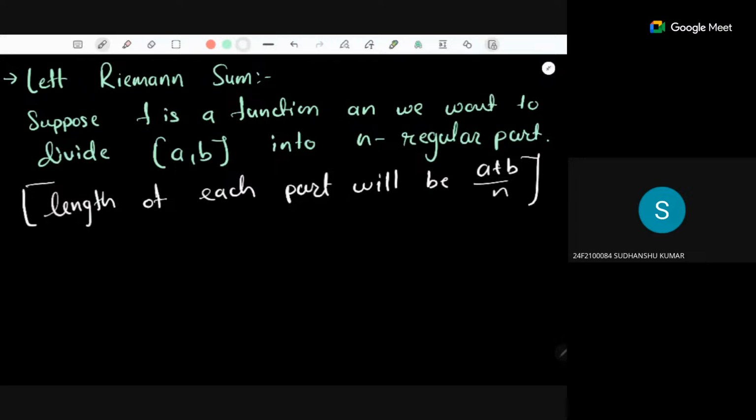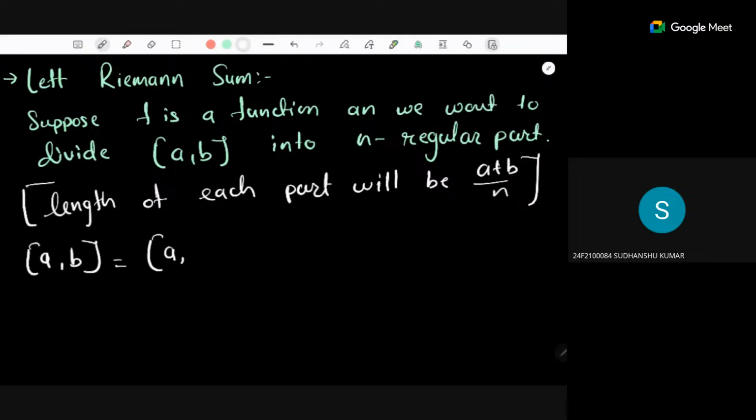So if you are dividing 0 to 4 into 3 regular parts, the length will be (4 minus 0) by 3, right? Or if you divide it into 4 regular parts, the length will be (4 minus 0) by 4, that is 1. So when we divide it into n regular parts, we have some n numbers, right? If you divide this closed interval a comma b into n regular parts, you have some numbers here.